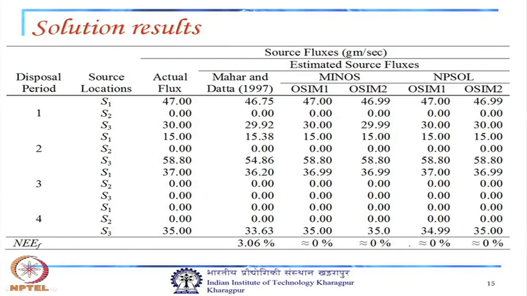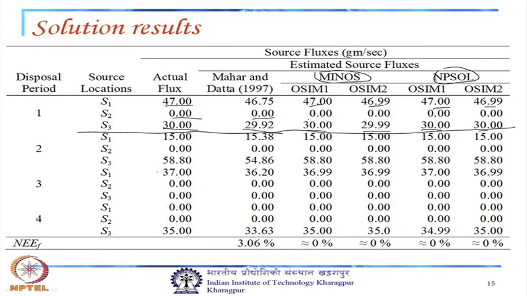So, this is the solution result. For disposal period 1, it has been found that this is the actual flux and this is the estimated flux values. This is 47 from OSIM, which is giving a better result compared to OSIM2 using this minus and NP sol. And this is actual flux 0 for all the cases. This is 30, the strength, and in the case of Maharandatta this was 29.92, this is 30, this is 29.99, this is 30 again, this is 30.